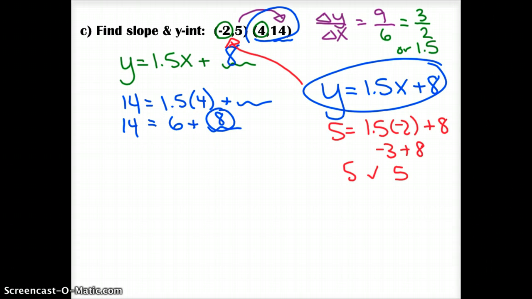Okay, I hope this helps you a good bit with slope and gives you a reference guide to look back at. And good luck practicing it.